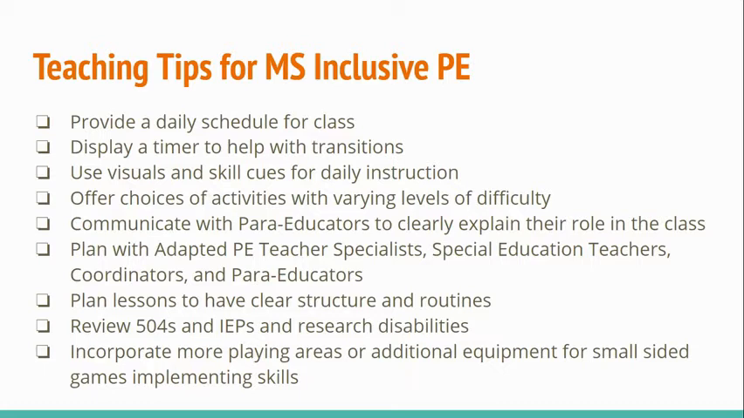Incorporate multiple playing areas or add in additional equipment for small-sided games. So for instance, if there's a soccer game that's going to be played, typically soccer is 11v11. It's not appropriate for middle school PE. Maybe a 3-on-3 game with small cones, maybe a 5-on-5 game with 3 balls. Just think about how to get more students involved in the activity. That would be the main goal here.